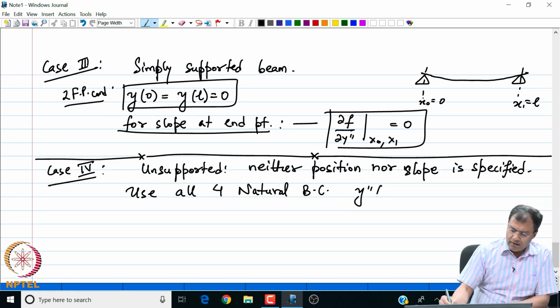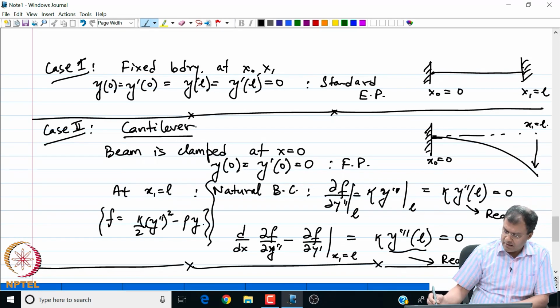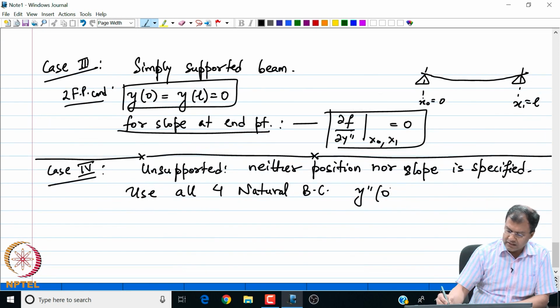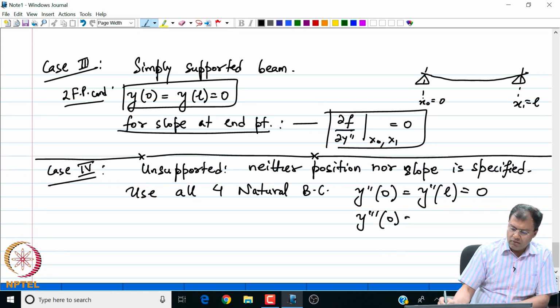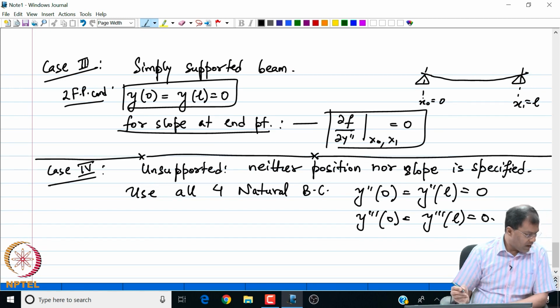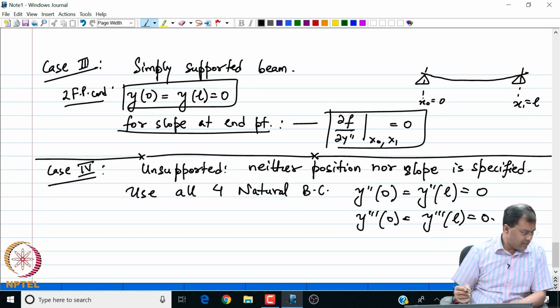We have the reaction moments set equal to 0. So the double primes are my reaction moments, y double prime at 0 and L is 0, that comes right from this set of condition here, right, and my reaction forces are also 0. Okay. So those are my 4 sets of natural boundary condition, and that will complete our problem description.